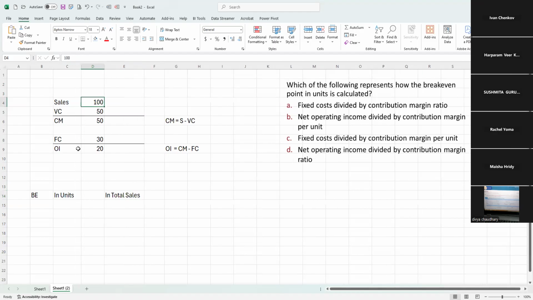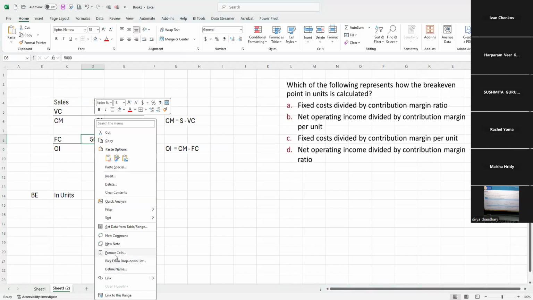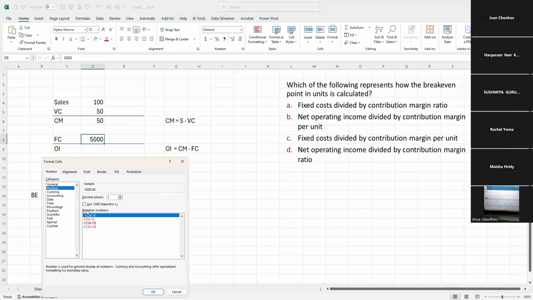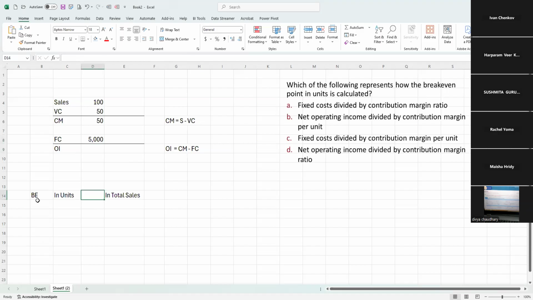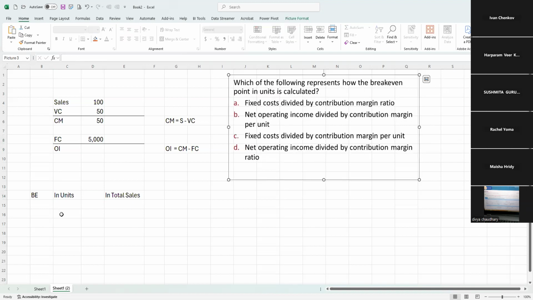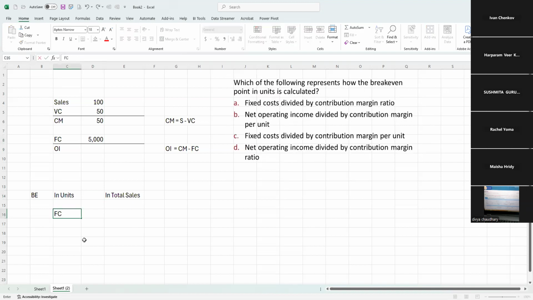Let's use this example here. Sales 150. Let's go with the fixed cost, which is higher. Let's use $5,000 for fixed cost. Now the question is, how can I get the break-even? What do I need? One thing that I definitely need is the fixed cost, right? No questions about it. I need that fixed cost.